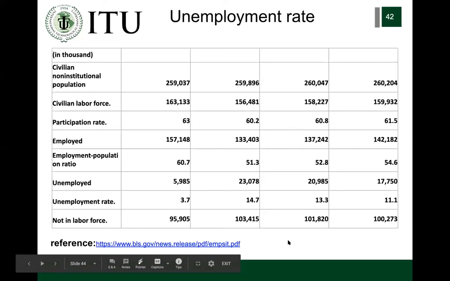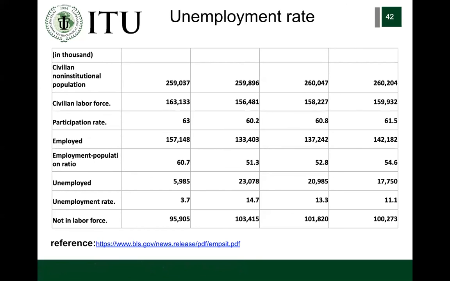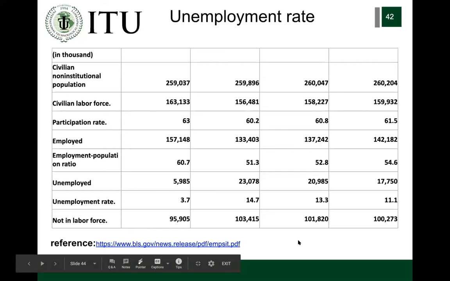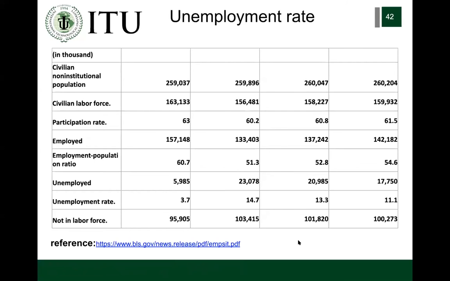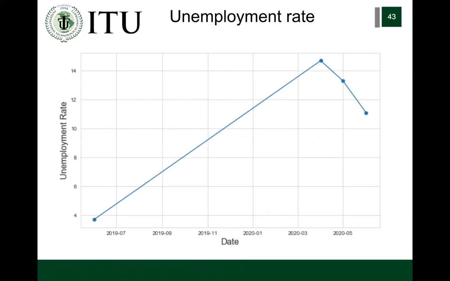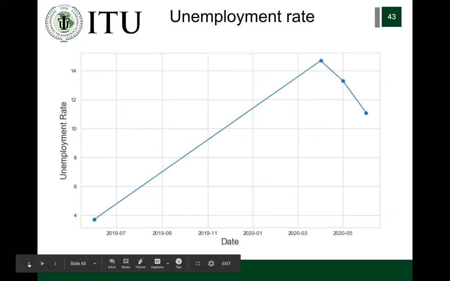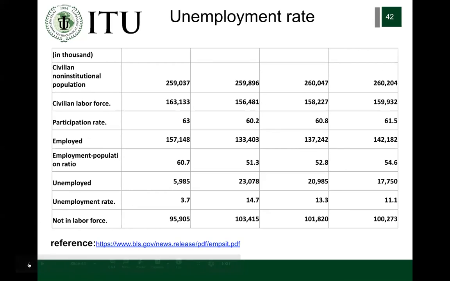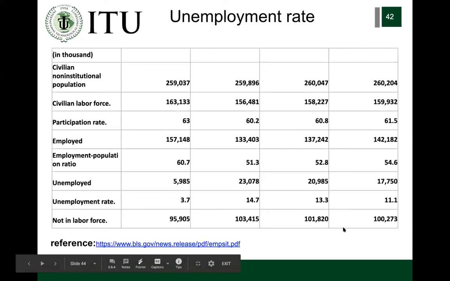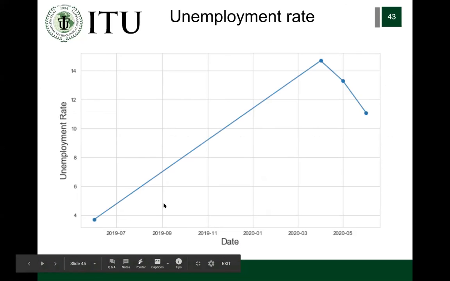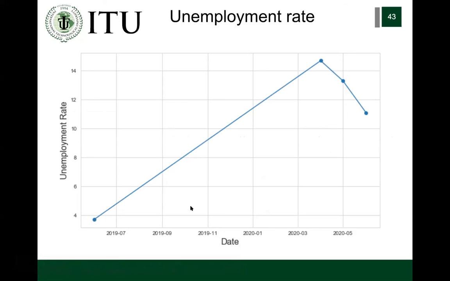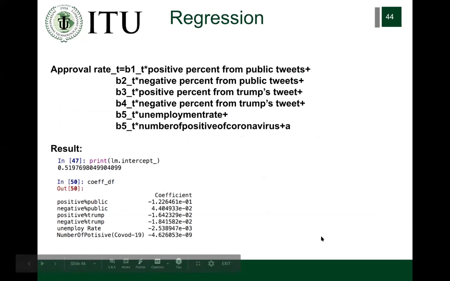This is last year's data, and this is the May 2020 data. This is the June 2020 data. This is the July 2020 data. We can see that after we opened our restaurants, our unemployment rate decreased. However, the number of positive COVID-19 cases increased. And this is the trend for our unemployment rate.